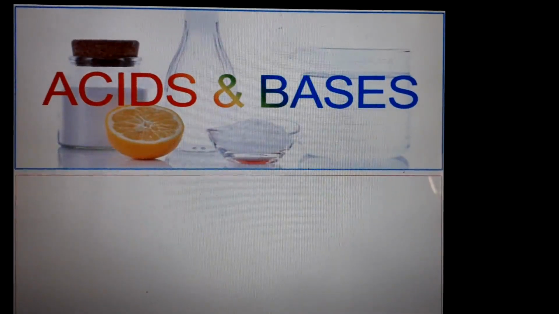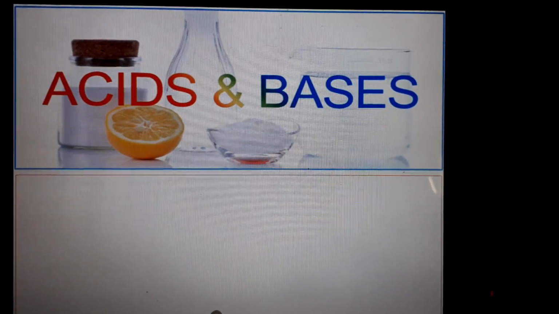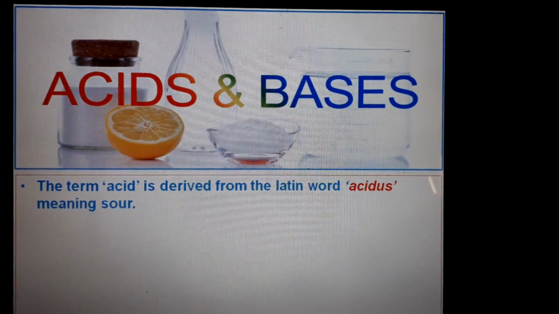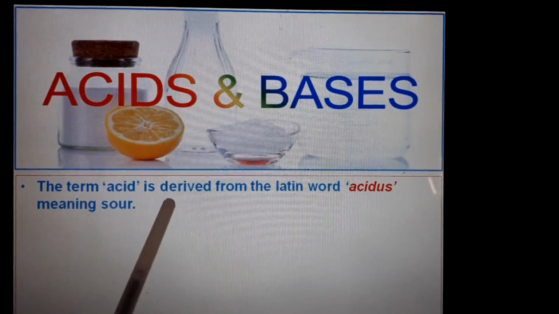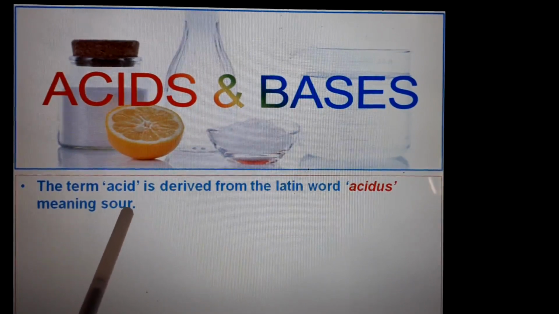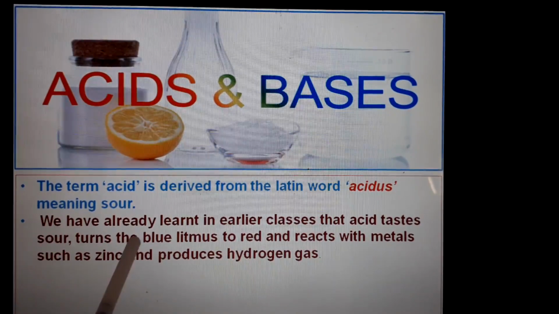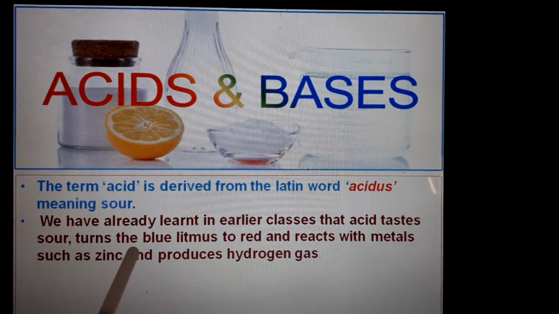Next, now the basic concept, acids and bases. In this lesson, the term acid is derived from the Latin word acidus, meaning sour. That is sour taste. We already learned about the acid and bases in lower classes. The acid tastes sour, turns blue litmus to red, reacts with metals such as zinc and produces hydrogen gas.